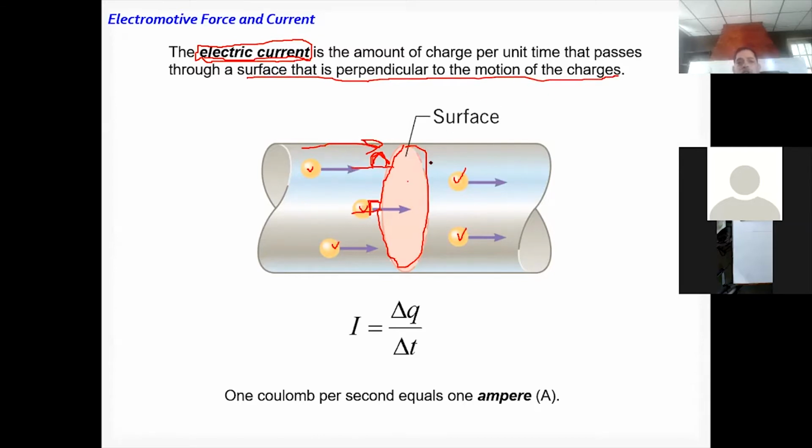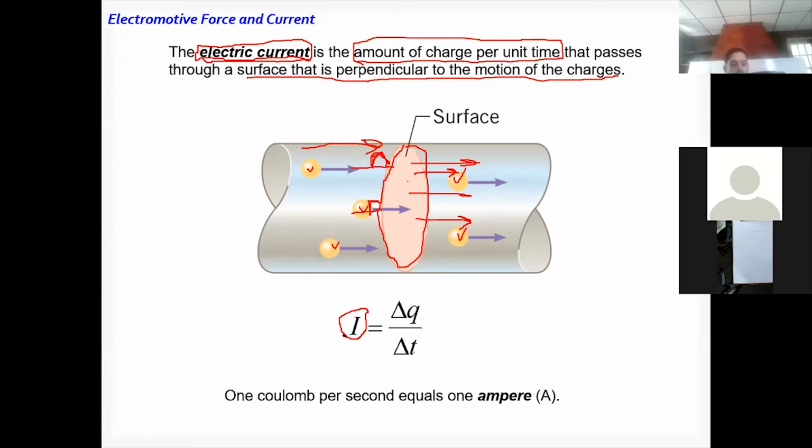So how many charges are passing through this surface in 1 second? Or in other words, the amount of charge per unit time. In 1 second, how much charge is passing through this one? Look at your clock and count 1 second. In that 1 second, how many charges pass through that surface? That is called current.